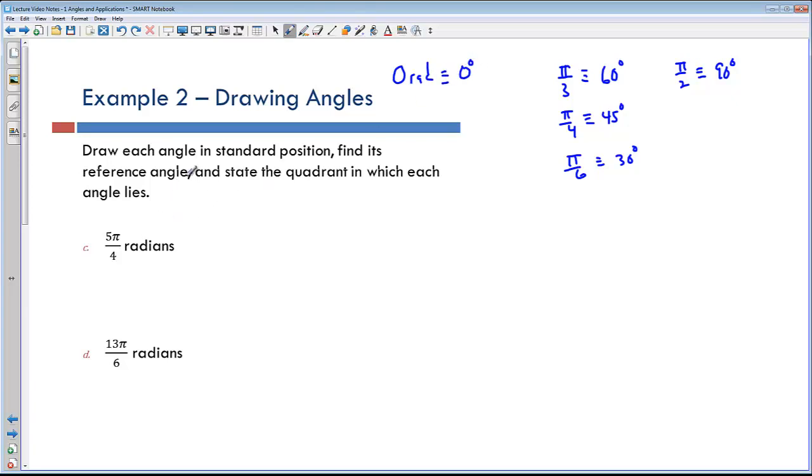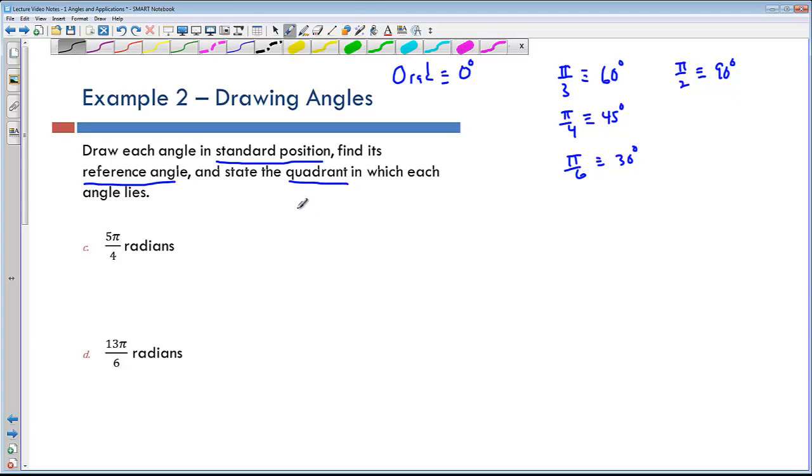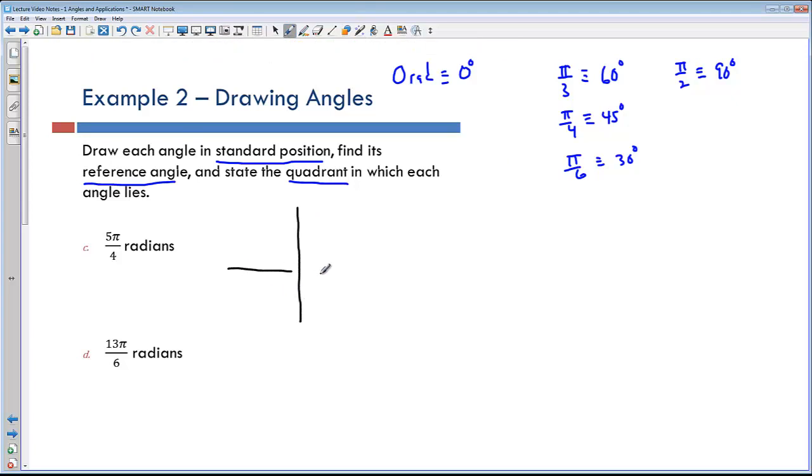So let's look at this. Again, we want to draw this angle in standard position. We want to find its reference angle. We want to figure out which quadrant it is in. So down here, let's draw our xy axis. So here's my x-axis. Here's my y-axis. We'll draw this in standard position.